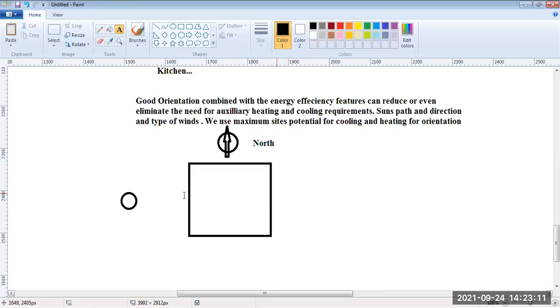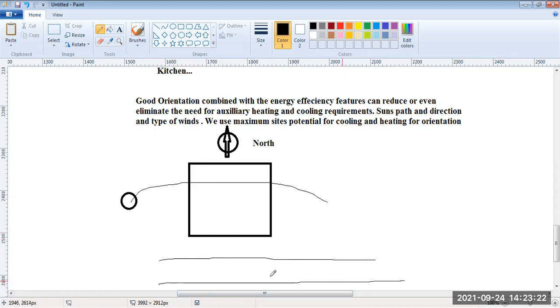So what do you get? You get the trajectory path of the sun. Now, if I have the road on this side of the house, for example, I want to have the face of the building towards the road, and people definitely want to have that. And this is eastern sun.